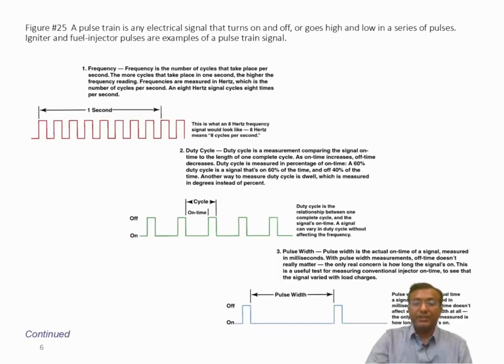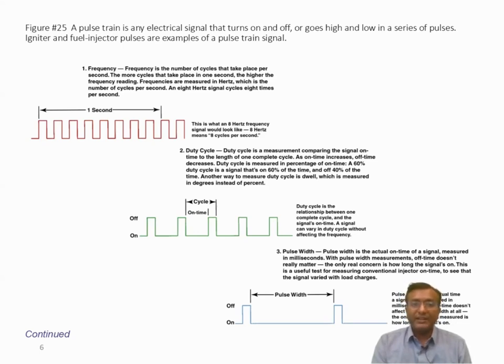Here we can see using this diagram over here. So take this as a signal. In 1 second there are certain peaks and valleys. So a pulse train is usually an electrical signal that turns on and off, or goes high and low, in a series of pulses. Igniter and fuel injector pulses are examples of pulse train signals.